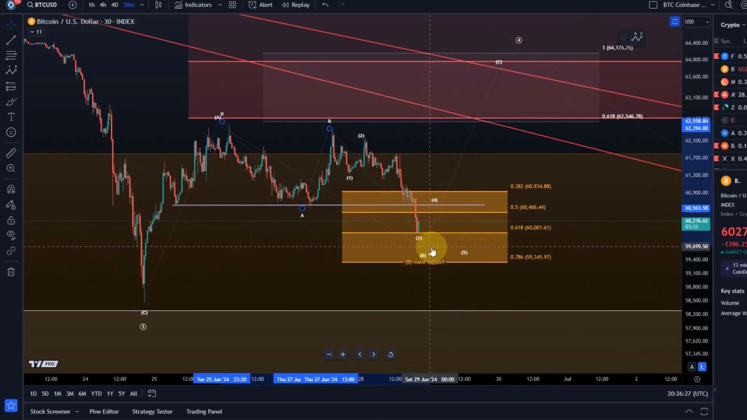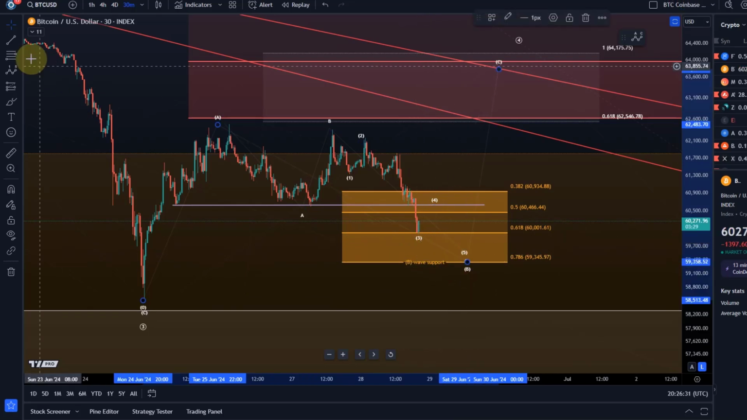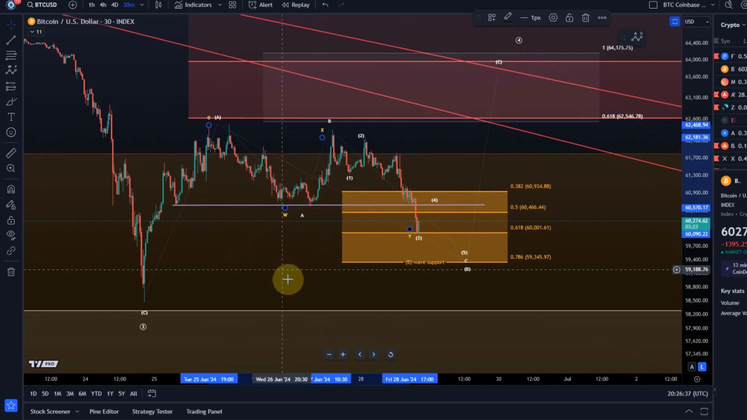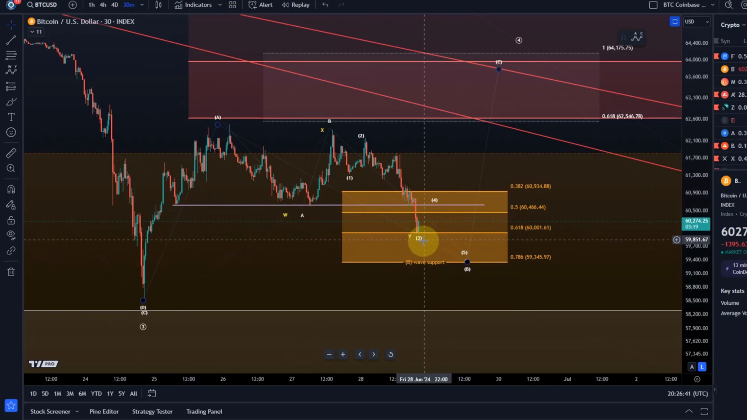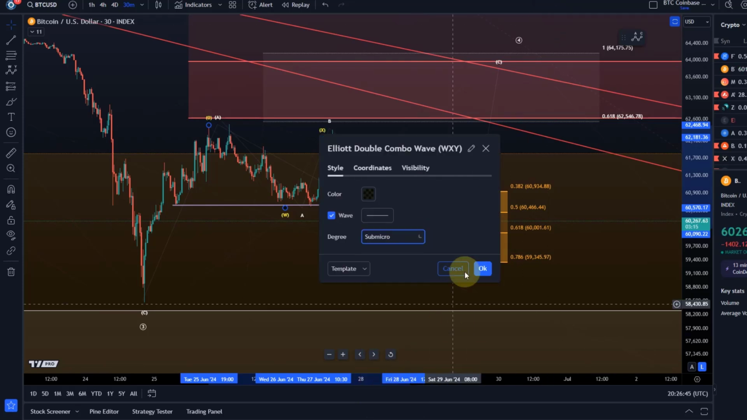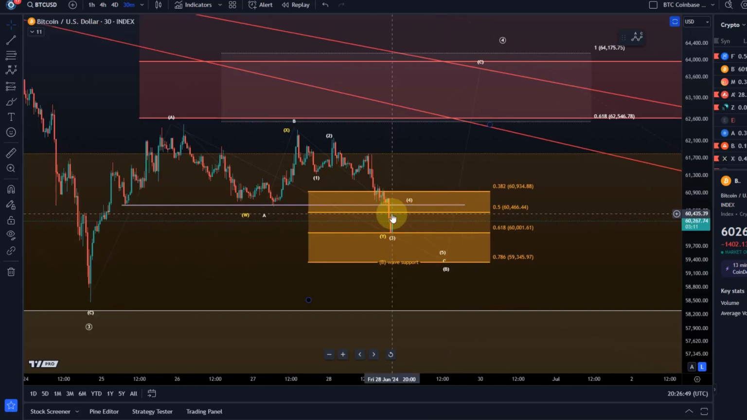Okay. So we might need one more low. If it's a WXY structure, the low could already be in. Bitcoin sometimes likes to form WXY structures. That's absolutely possible. Then the low would be in already. But we can really only confirm that if there is a break above initial resistance.